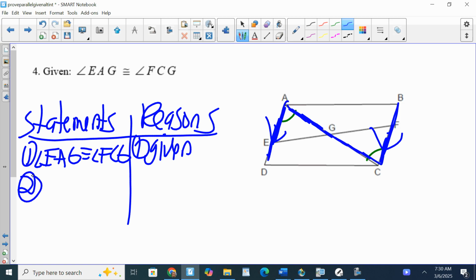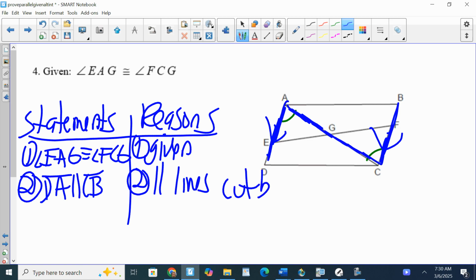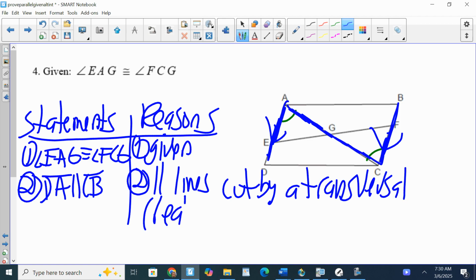And again, it may be hard for you to see. Is it AD and BC, or maybe it would be this one and this one? So in order to determine that, you carve out the angle. That leads you to your Z, which leads you to your parallel lines. DA is parallel to CB. Parallel lines cut by a transversal create congruent alternate interior angles.